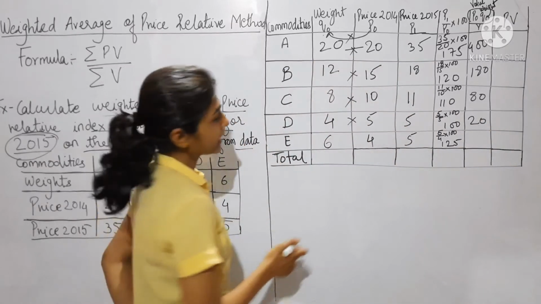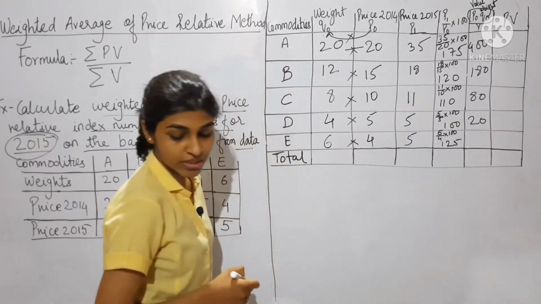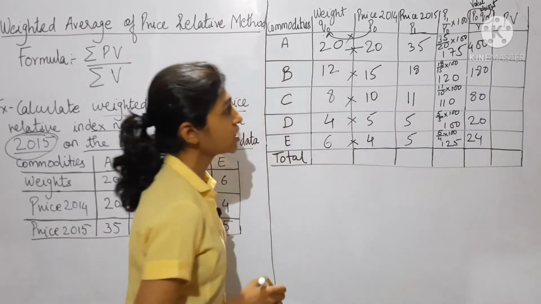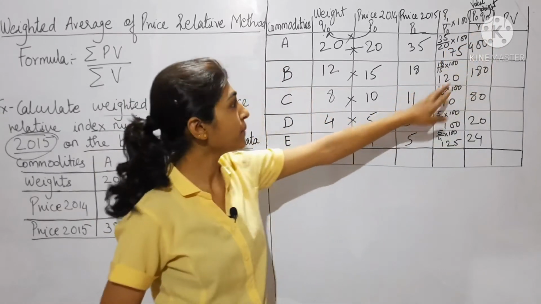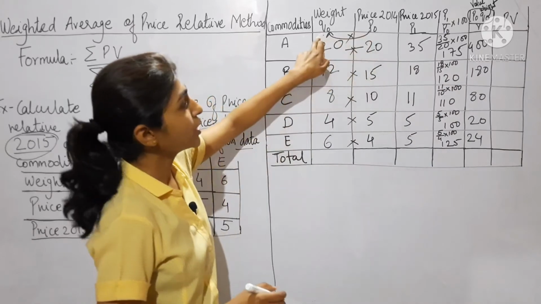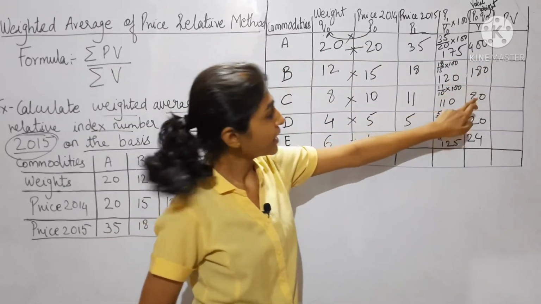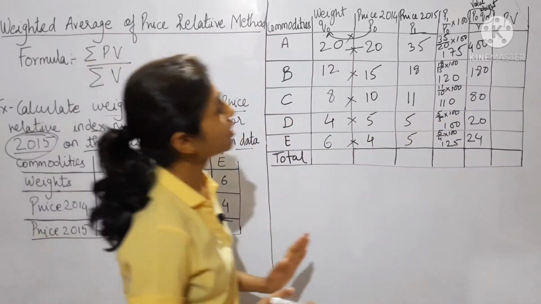Okay, next 4 into 6, 24. Okay, so we have got value of V, that is value weight, by multiplying P0 into Q0. So 400, 180, 80, 20 and 24. Now next last column is what?